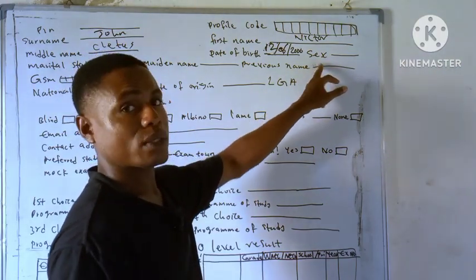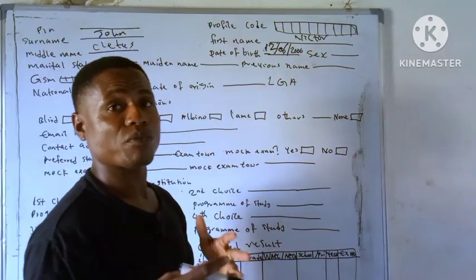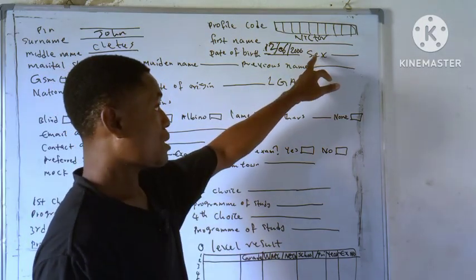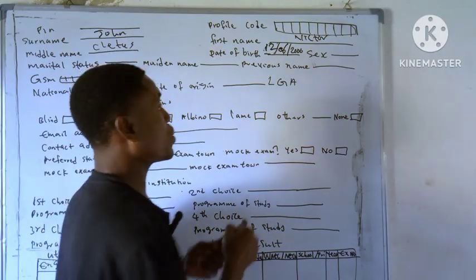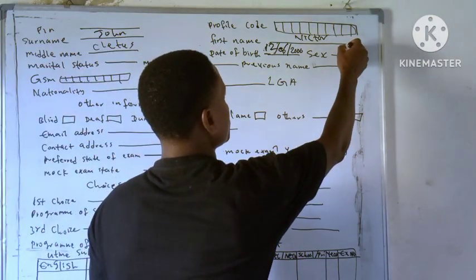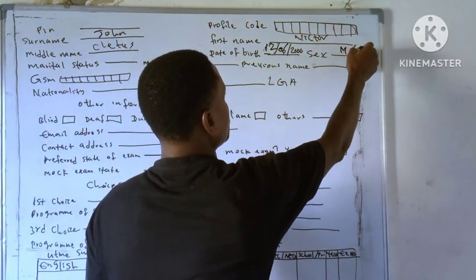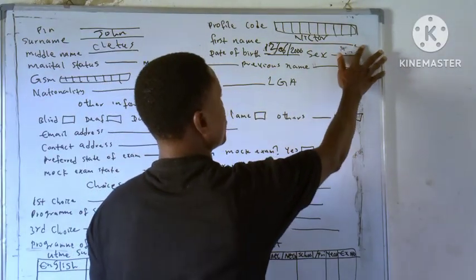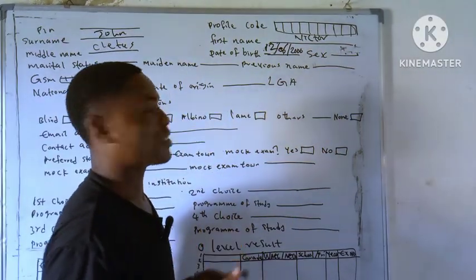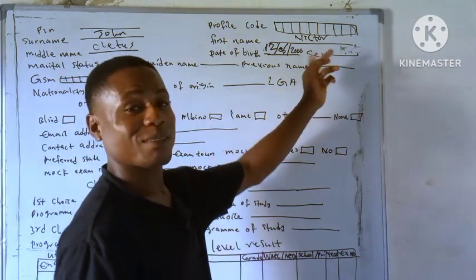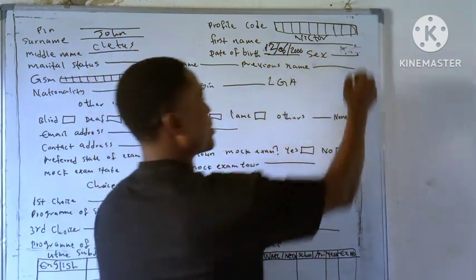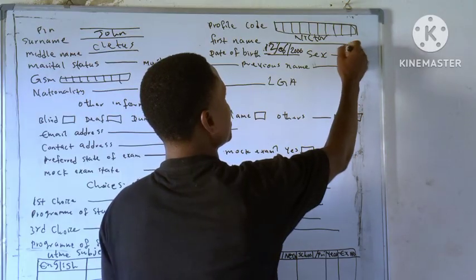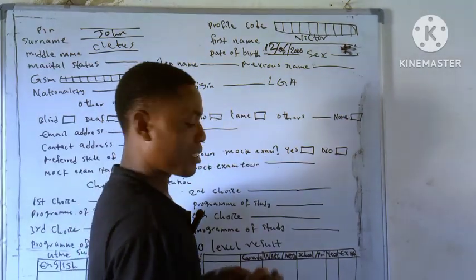Then look at this one. I don't want to pronounce it due to Facebook terms and conditions, okay? But you know what? SEX, you know it. So if you are male, you put M, just M. If you are female, you put just F here. Are you getting it? Don't put M stroke F because some of you are fond of that. If you are male, just put M. If you are female, just put F. Are you getting it now?